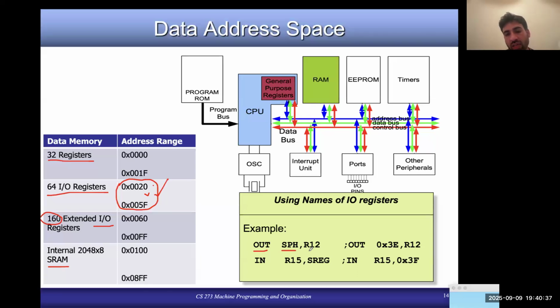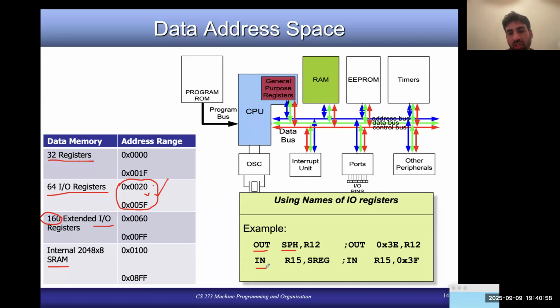But the advantage of specifying the name of the register is that it is more readable, one thing, and second, you don't need to remember the address. You don't need to consult the table which I have shown in the previous slide. You don't need to go there and find the address of a particular register to which you want to read or write. So this is more user friendly and more readable.